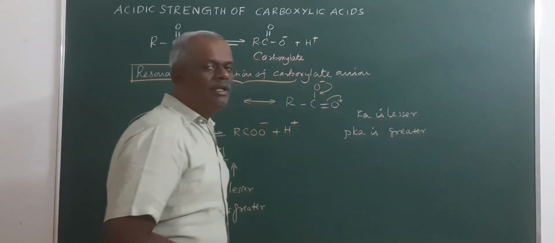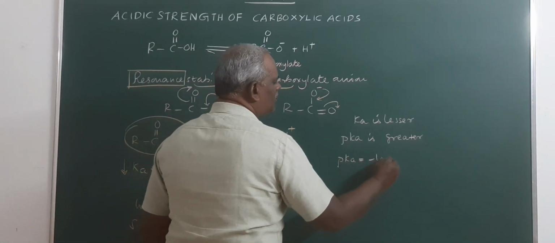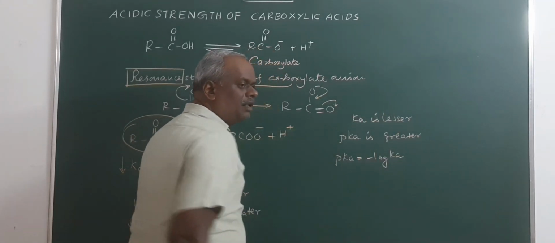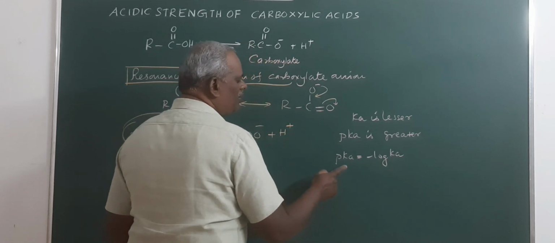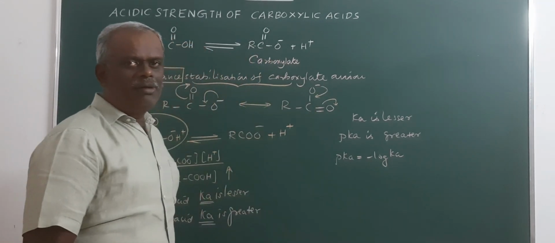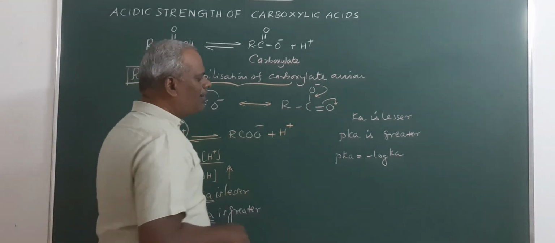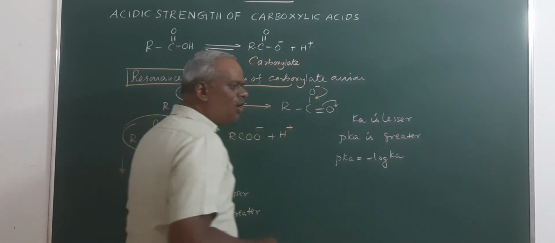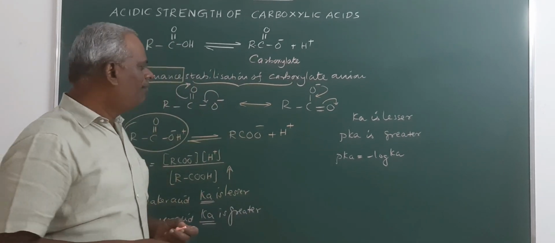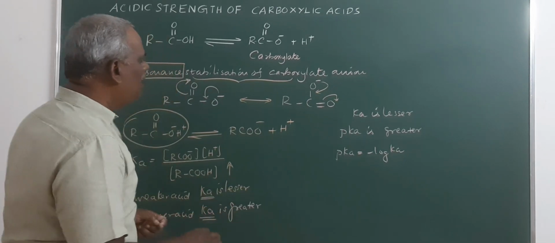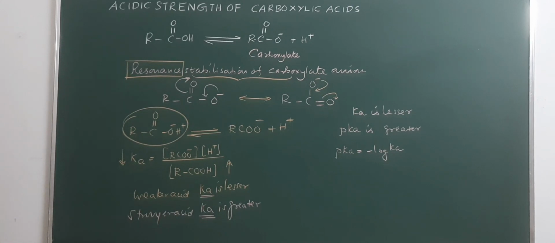What do we mean by pKa? pKa is nothing but minus log of Ka. If you take the negative logarithm of Ka, that gives you the pKa. Carboxylic acids are weaker in nature, and due to that they have a greater pKa compared with the mineral acids. Now we can compare the relative strength of various carboxylic acids. I am writing certain examples here.